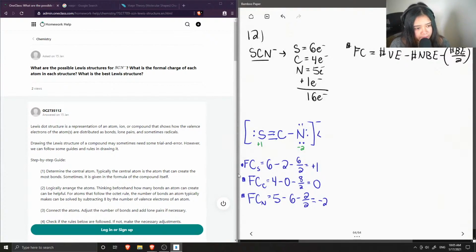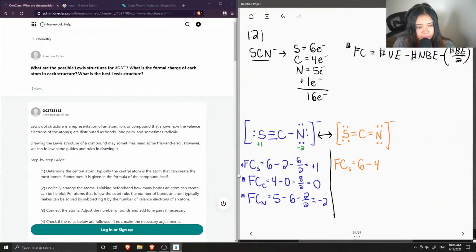So let's try to draw a different resonance structure. Let me try to color code it. So let's see if we have a double bonded sulfur and a double bonded nitrogen. I'm only going to do the formal charge for sulfur and nitrogen, since I already know for carbon it's just going to be 0. So for sulfur, there are 6 valence electrons, 4 non-bonded electrons, and 4 bonded electrons divided by 2. So 6 minus 4 minus 2 is 0.